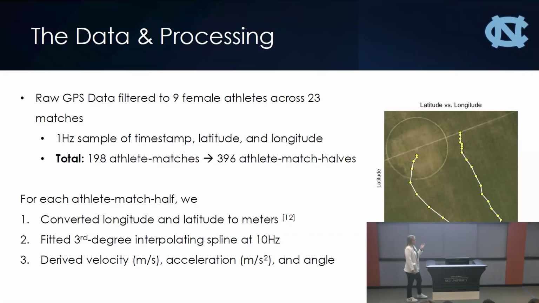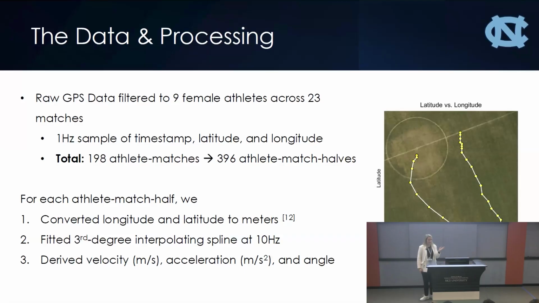Not all 9 athletes played in all 23 games, so we have what we call 396 unique athlete match halves. That's a unique athlete per match per half. That is not 9 times 23 times 2, I will tell you that right now.